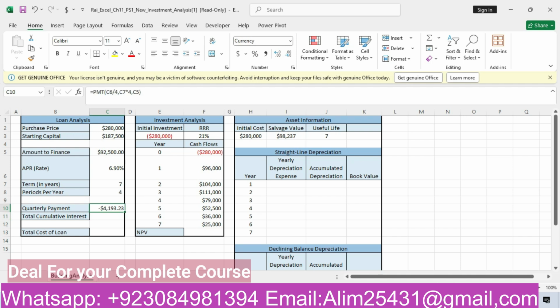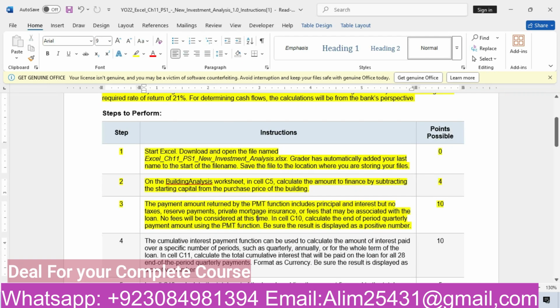It's given us a negative value, so he tells us to make sure this is a positive value. So we will start this formula with the negative sign or multiply this formula by negative 1. So we will get a positive value. Now it's our positive value. That's our result in the cell C10. So that's our third step. We will now move to our fourth step.